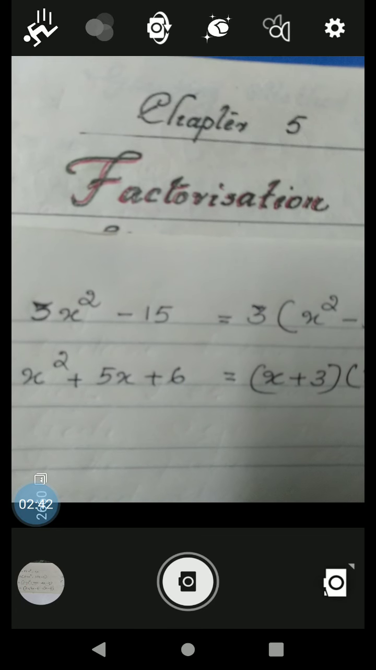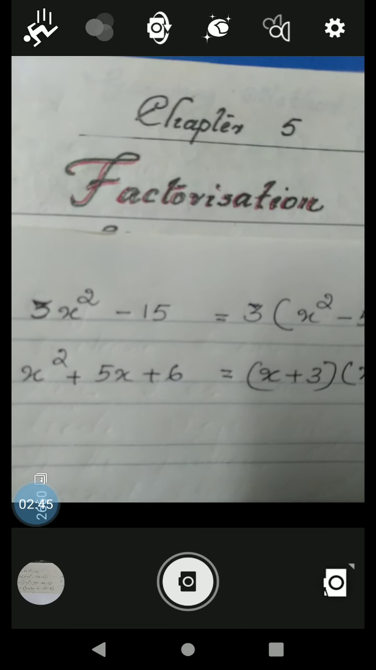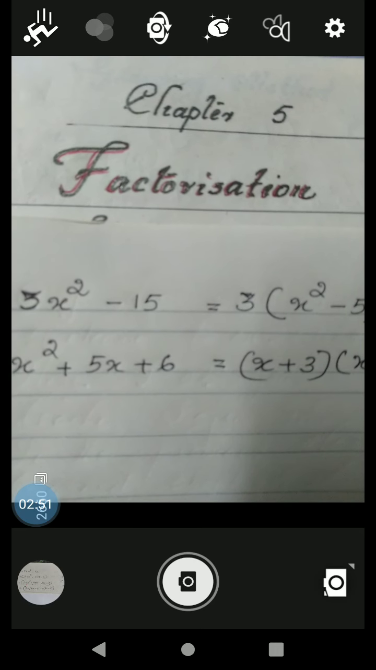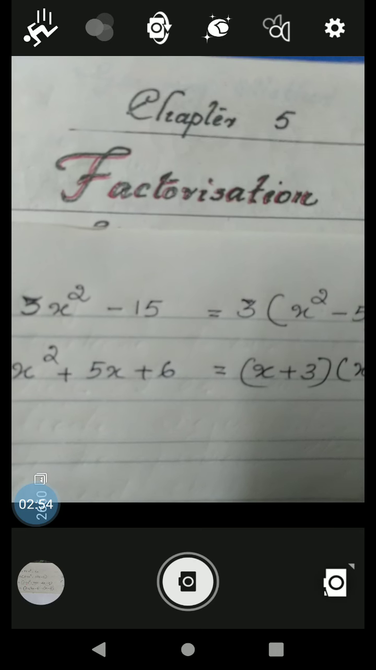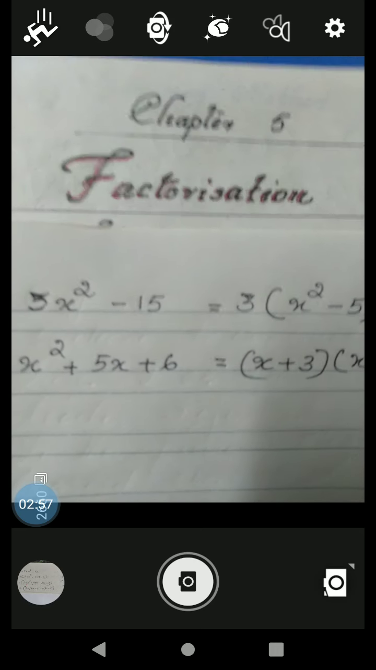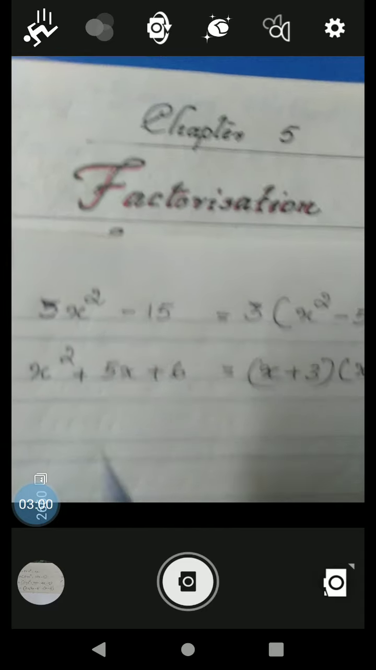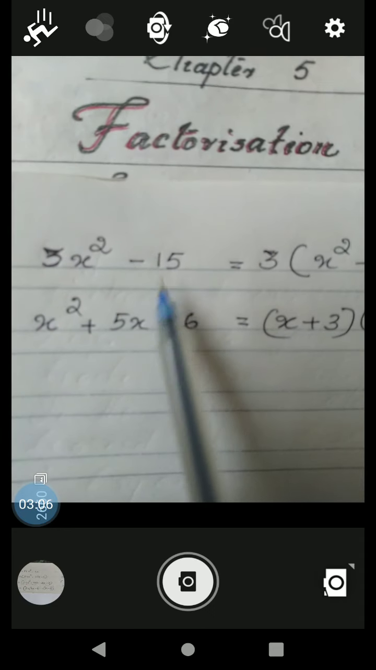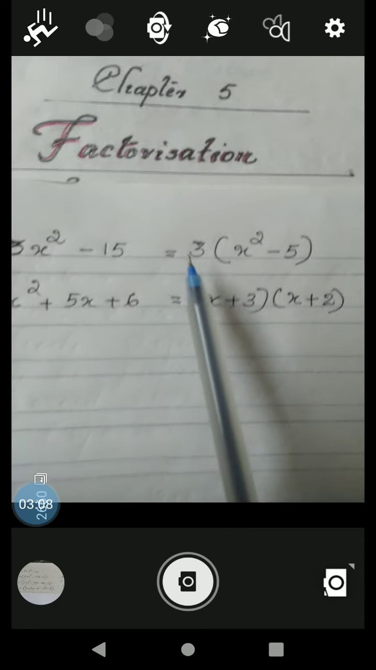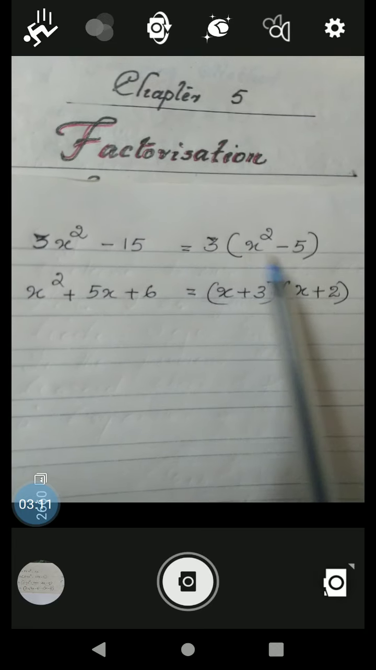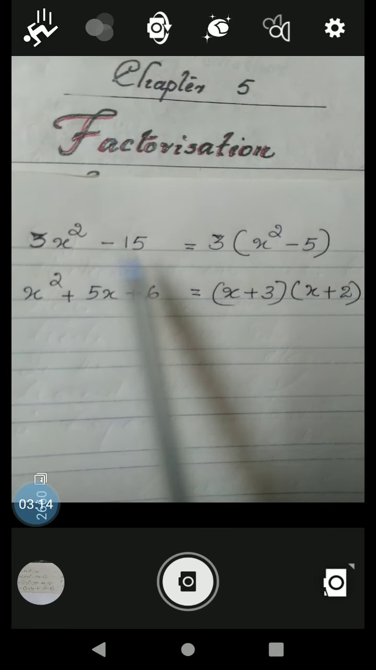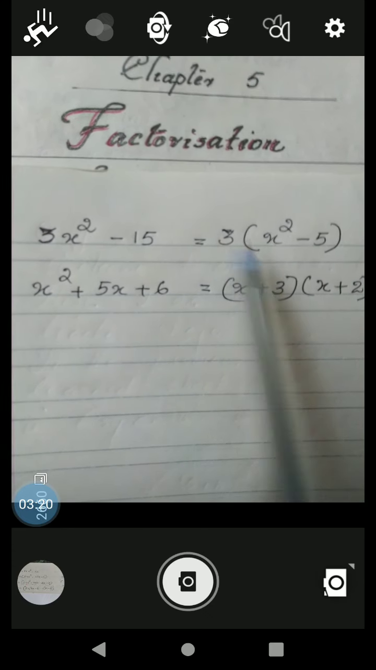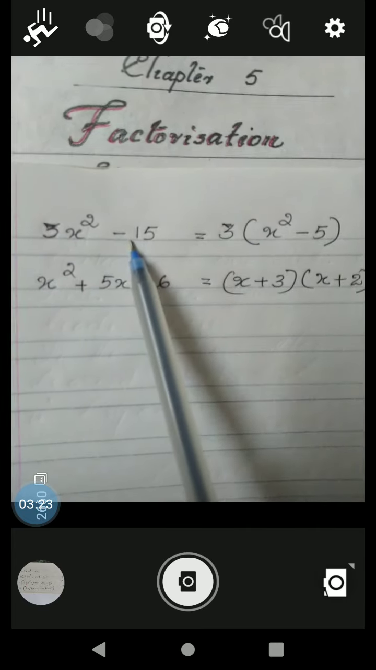In this way, consider the polynomials. A polynomial is expressed as the product of two or more expressions. Each of these expressions is called a factor of the polynomial. Here you can see one polynomial. First one example, 3x square minus 15. This can be expressed as the product of these two. Look, 3 into (x square minus 5) is same as 3x square minus 15. If we multiply these two, 3 into x square, 3x square. 3 into minus 5, that is minus 15.